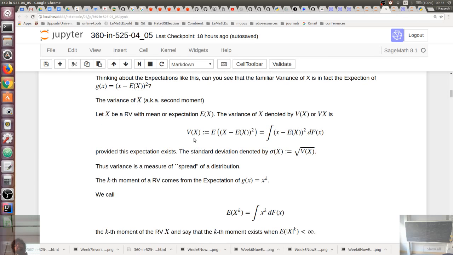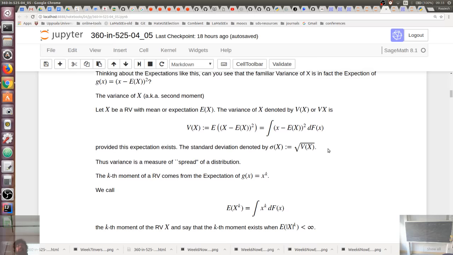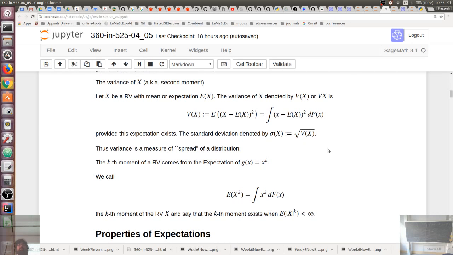And because it's so common, it has a special symbol, Var, for it. So Var of X is simply the expectation of X minus E of X, squared, and that just means it's the integral with g as that function. And then there's another special thing called standard deviation, denoted by sigma of the random variable X, which is simply the square root of the variance of X.